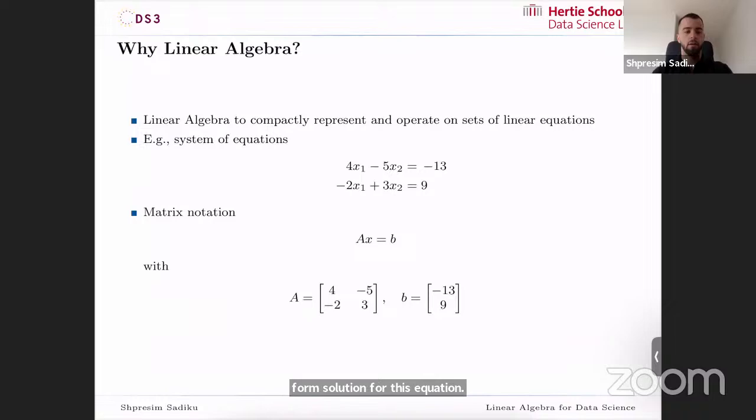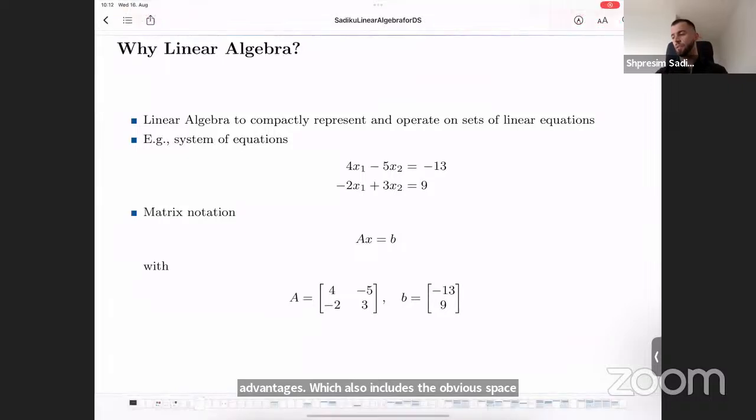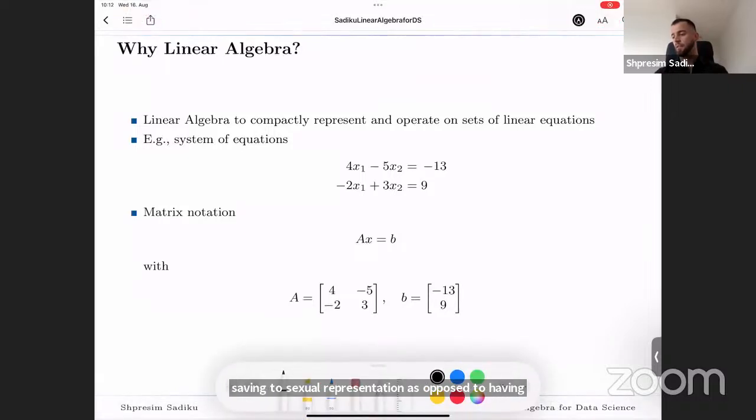We can also express such a system of linear equations in matrix form: Ax equals b, where A is a matrix containing 4 entries, 1, minus 5, minus 2, and 3, and b contains minus 13 and 9. We will shortly see that there are many advantages to such a representation, which also include the obvious space saving, as opposed to the representation we had here at the beginning.